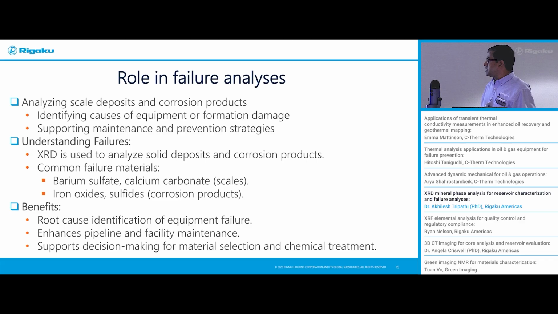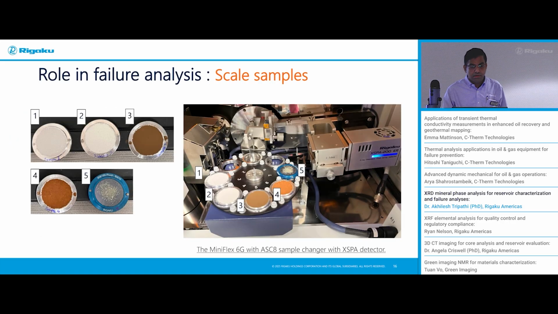To understand failures, XRD is used to analyze solid deposits and corrosion products. Common failure materials could be barium sulfate, calcium carbonate, these are scales, as we know, and iron oxide, sulfides, these are corrosion products. So doing this kind of analysis can benefit us in terms of root cause identification of equipment failure, enhanced pipeline and facility maintenance, and it supports our decision making for material selection and chemical treatment. So how do we handle that? Again, these are some scale samples I have put here.